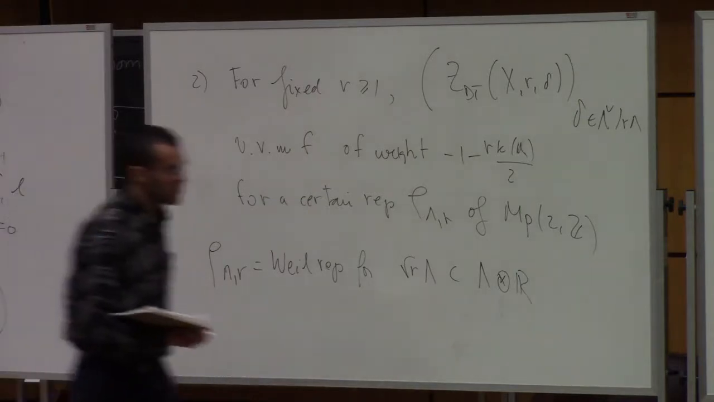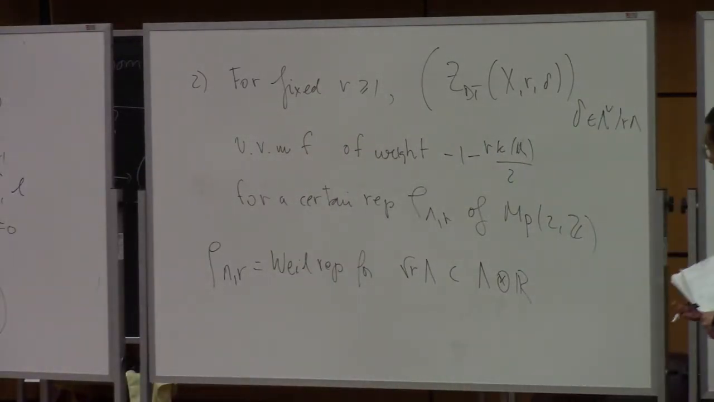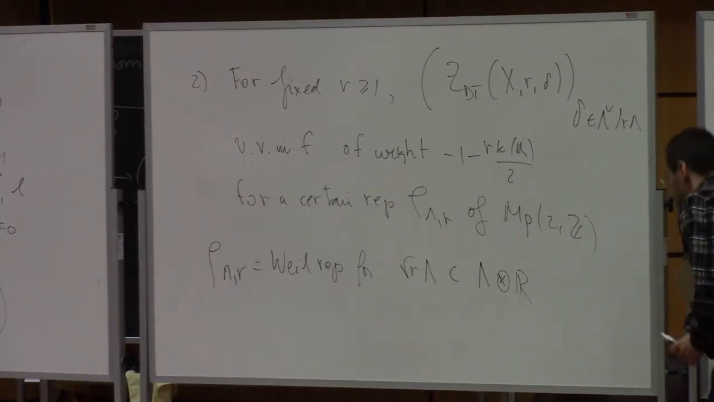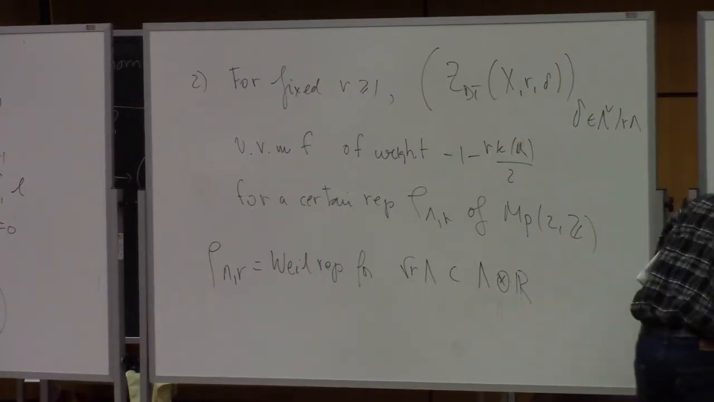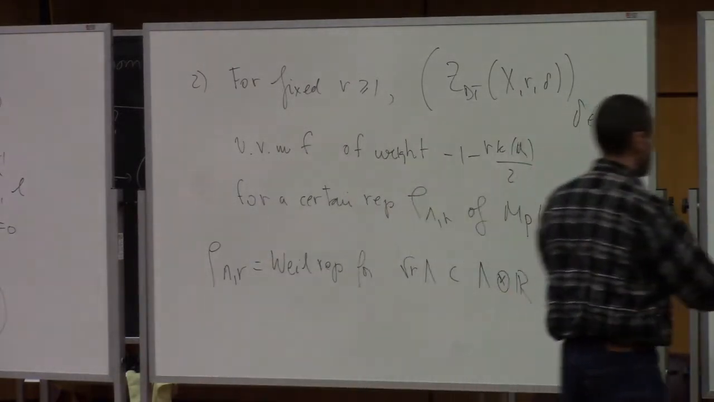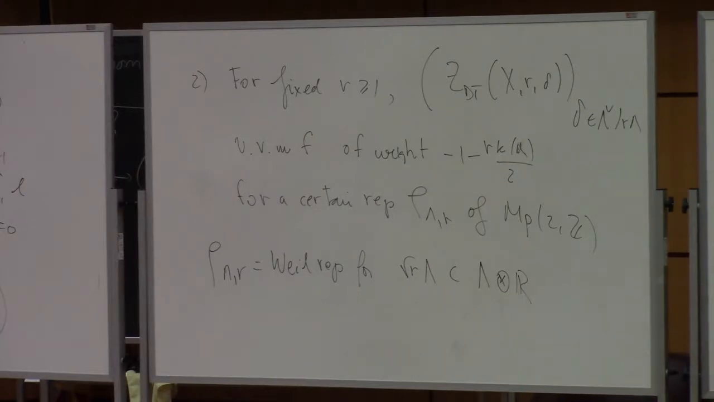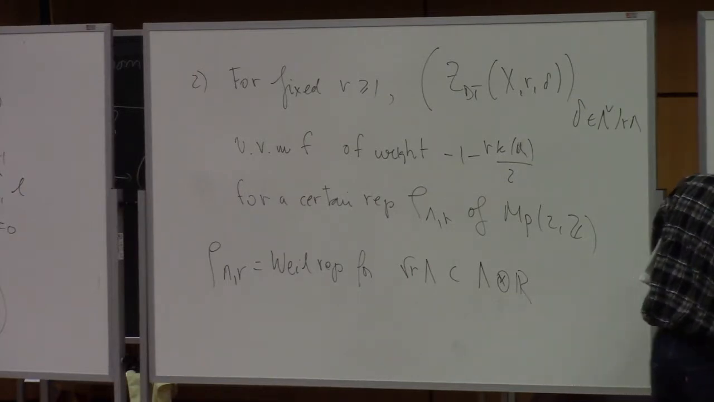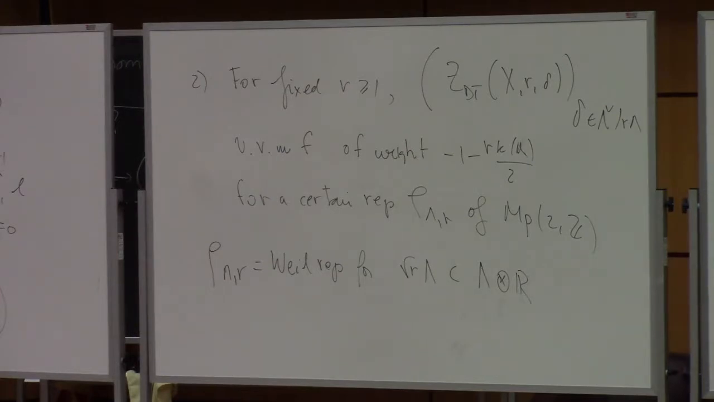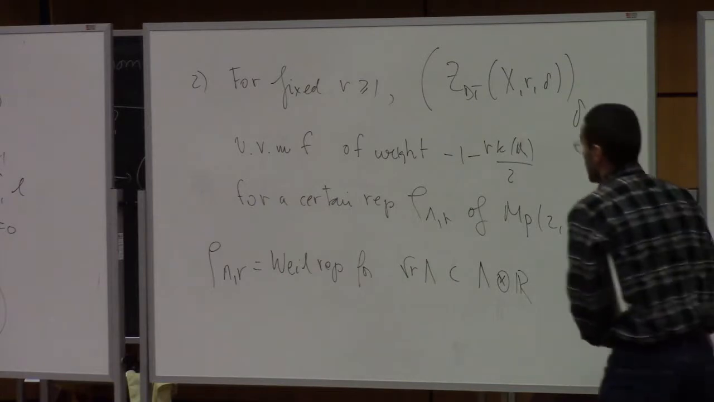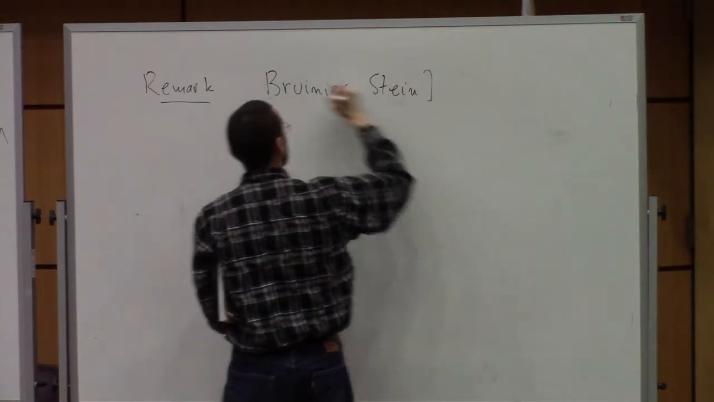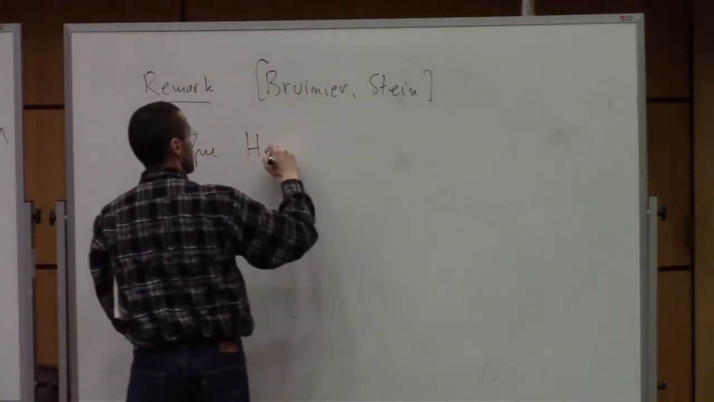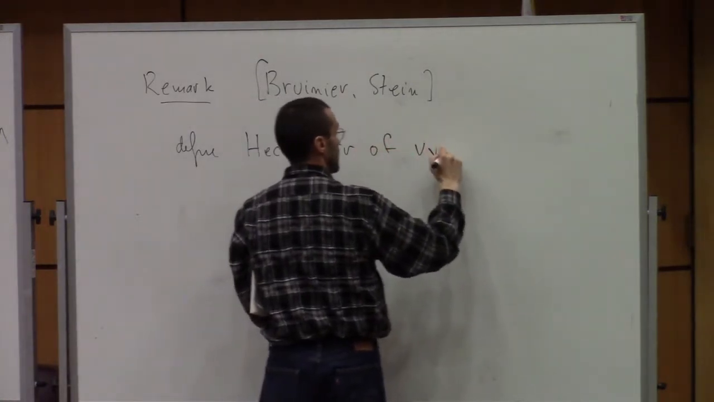This is something we'd really like to understand better, and whether it has any connection with existing constructions of Hecke transforms of vector valued modular forms. I should say there are constructions in the number theory literature of Hecke transforms of vector valued modular forms, but it's not like this. So perhaps I should add this as a remark, if I have some time. As a remark, there is work of Bruinier and Stein who define Hecke transforms of vector valued modular forms.